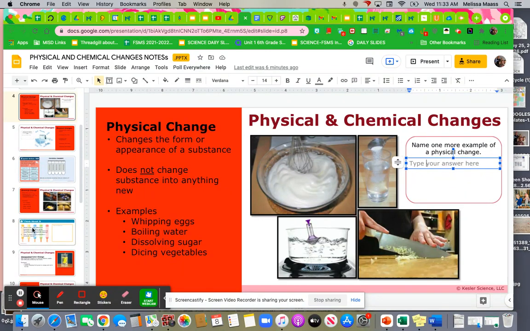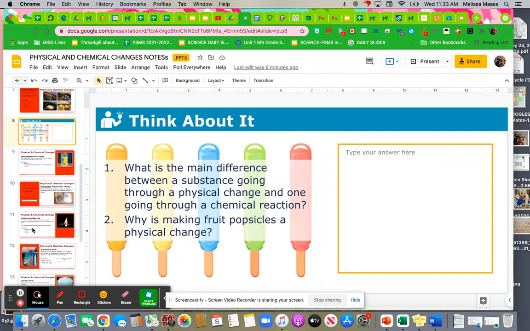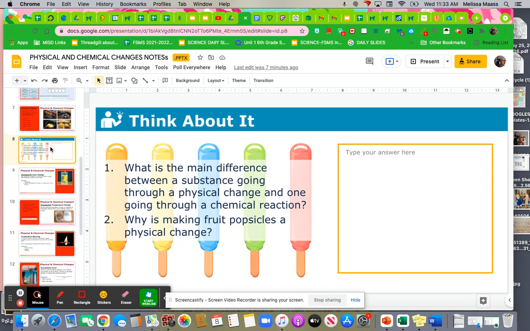For the purpose of the video, though, I am going to move on to the next slide. So, when you're ready, you can push continue. So this question is, what do you think? What is the main difference between a substance going through a physical change and one going through a chemical reaction? So go ahead and put your thoughts in here. Your thoughts should be based off what we went over in the previous two slides, okay?